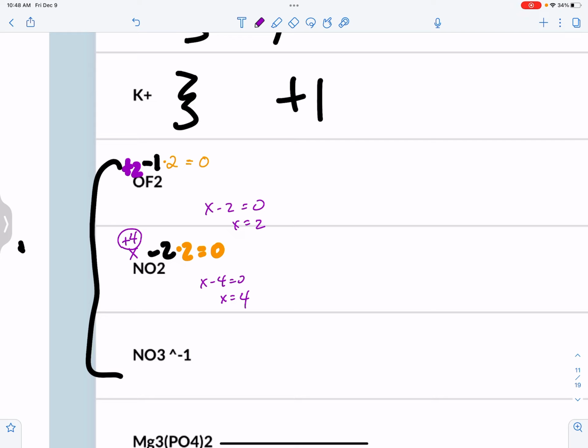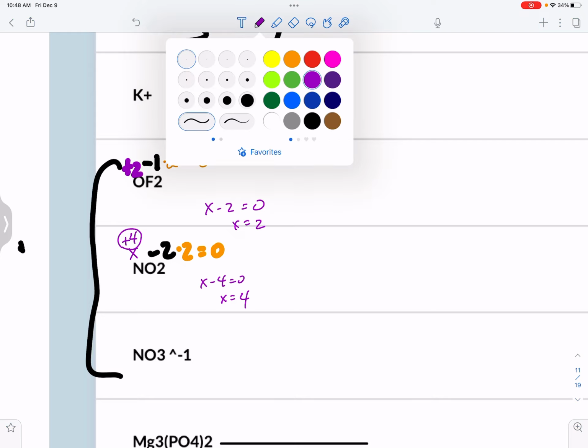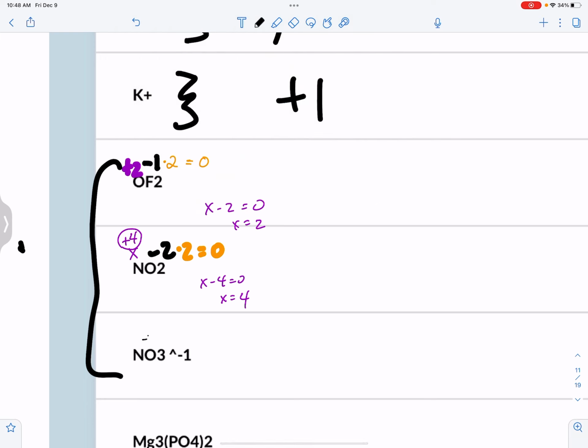And then if we go over here, we've got a -2, and there are 3 of them. Notice that oxygen is still more electronegative. It's still the same 2 elements. But notice right here we have a charge. It needs to equal -1. So what number, -6, will give us a -1? You'll just add 6 to both sides, and that's going to give you 5. So that's the oxidation state of the nitrogen.